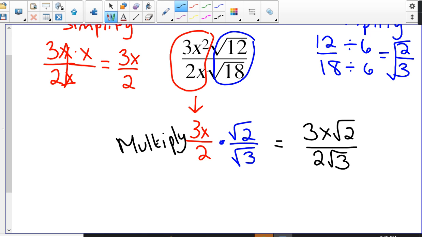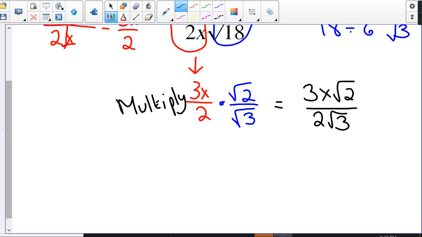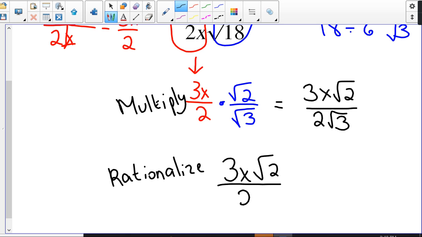Okay, and now we have one last step, because even though everything's simplified and there's no common factors with 3 and 2, this is not in our perfect simple form because we don't like to have an irrational number, square root, in the bottom of our fraction. So now we need to do what we call rationalize it, okay? And if you don't remember what it means to rationalize, you could look back at my previous video where I spoke about rationalizing the denominator. But now let's do it with this one. So we have 3x root 2 divided by 2 root 3.